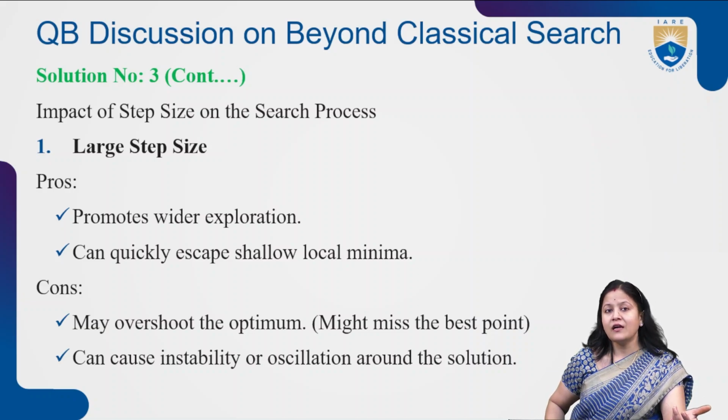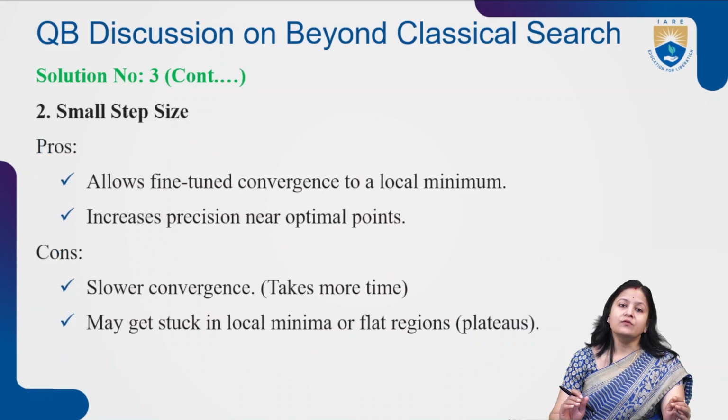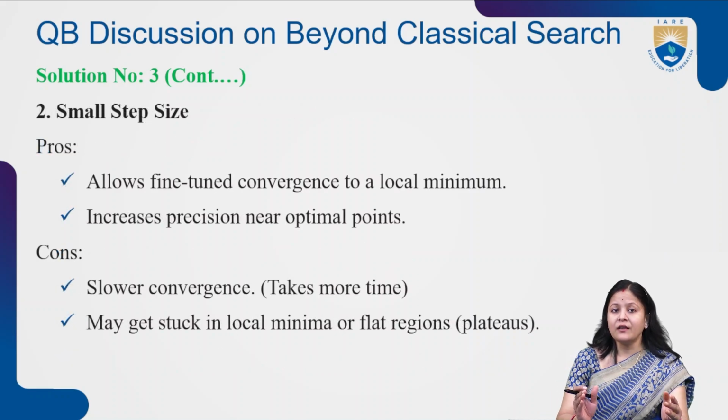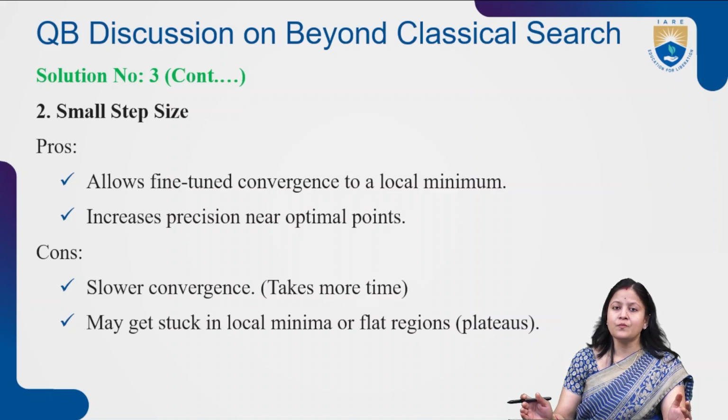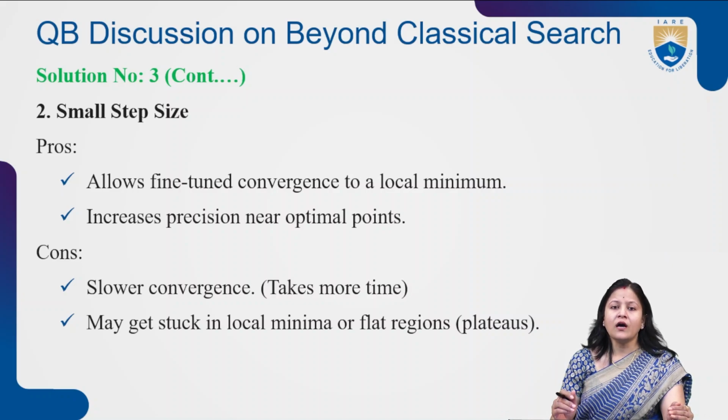That means the learning rate is high. Compared to the high learning rate, if the learning rate is small, meaning a small step, then it allows fine-tuned convergence to local minima and increases the precision near optimal points. That means it will cover the whole space slowly and smoothly, and it can find the optimal solution in the best way also. But the problem is slower convergence.